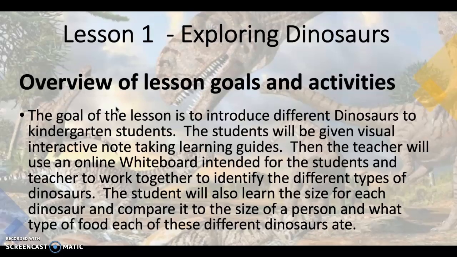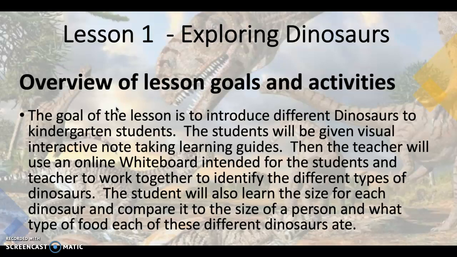Now let's go into lesson 1. Lesson 1 is named Exploring Dinosaurs. The overview of the lesson goals and activities is that it would introduce the different dinosaurs to the kindergarten students. The students would be given interactive note-taking learning guides, and the teacher would be using online whiteboards intended for the students and the teacher to work together to identify the different types of dinosaurs.